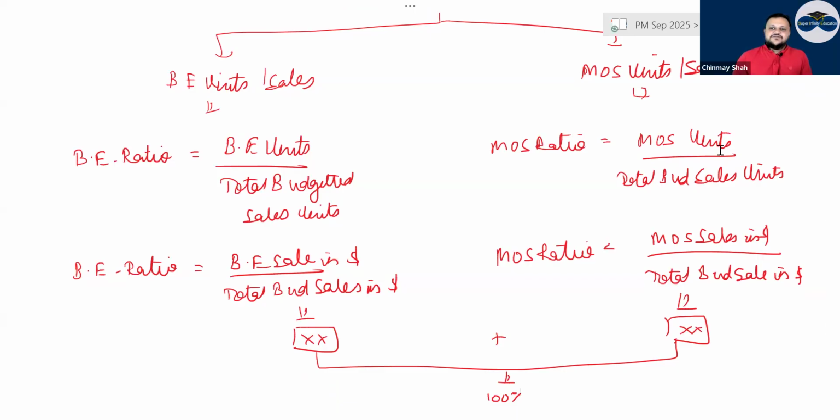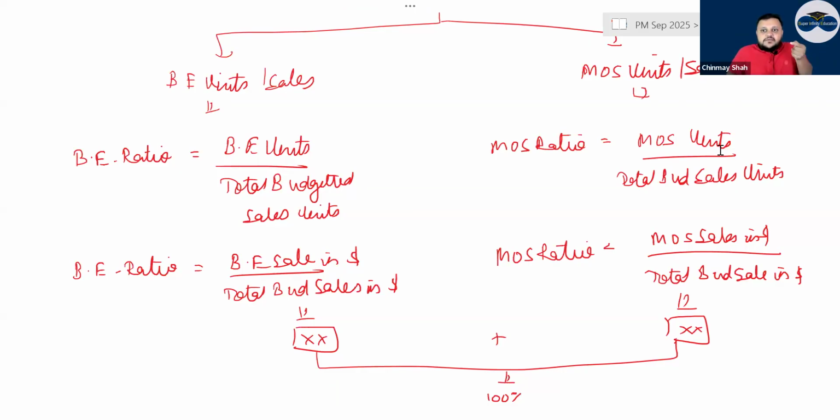So is there a fine line? See, 5 or 6 terminologies, hear me out. BE units, one terminology, and MOS units, one terminology. Both of them added will be equal to total sales units.